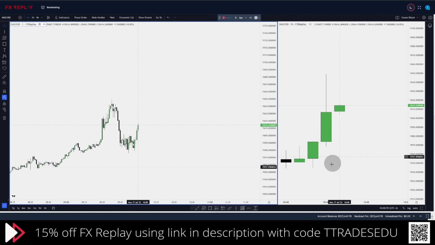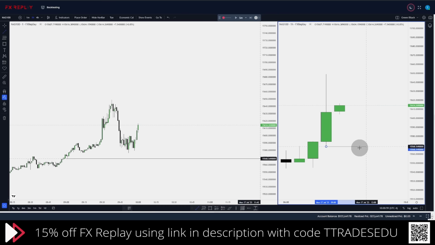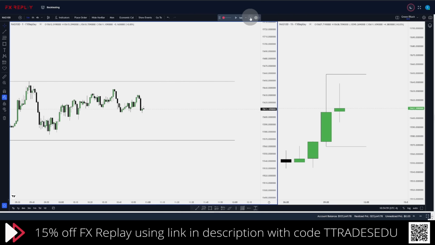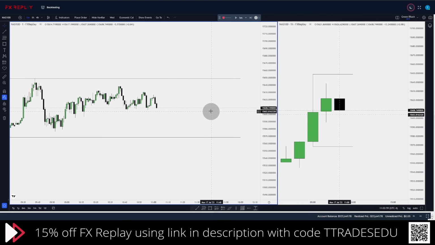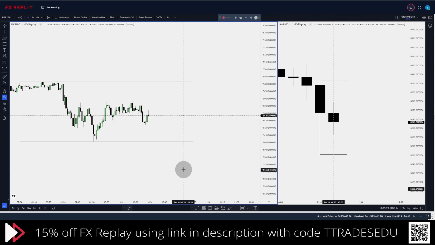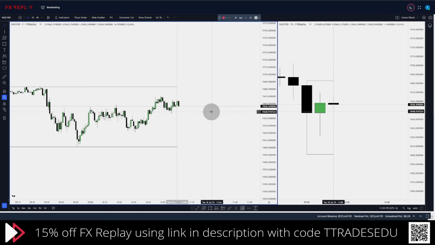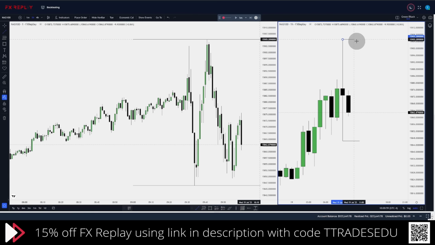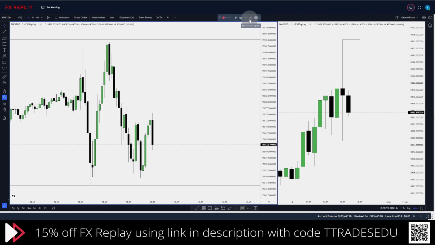So here we are on the next day, going to mark out our low and our high here. And there is our 11 AM. Nothing happens, so let's go to the next day. Here's our 9 AM low and high. Nothing happens once again. Let's go to the next day. Low and the high marked out.